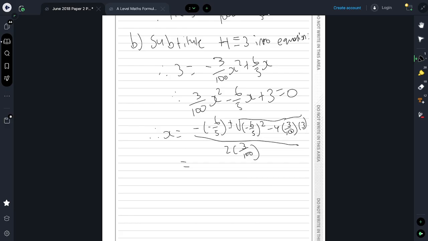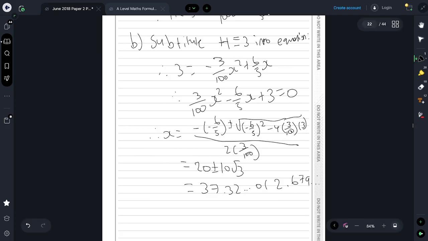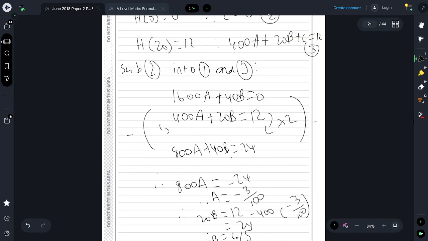And actually, you get two values here. So x is 20 plus or minus 10 root 3. So that's 37.32 or 2.679 something. And that's in meters, obviously. Okay. So it's 37.3 or 2.7, I guess.